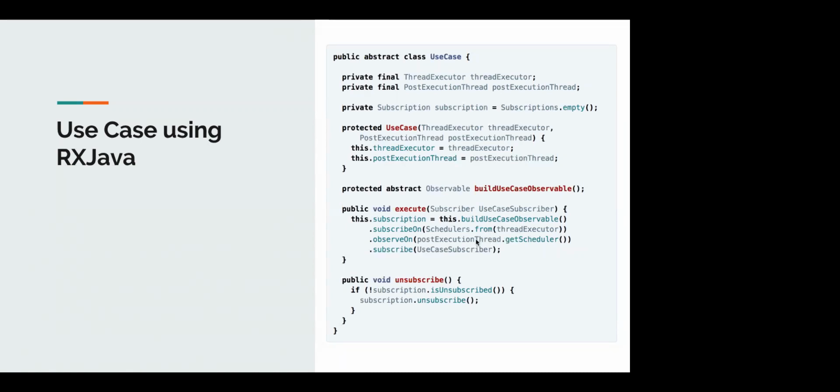But again, this is something that can be changed, and it can be changed through dependency injection. And then, of course, an unsubscribe method as well, to be able to unsubscribe from the use cases once things happen. For example, when the activity is finishing, it will call the presenter, and then the presenter should unsubscribe from whatever use cases, so we make sure we don't leak anything.